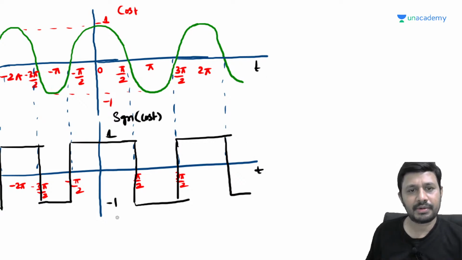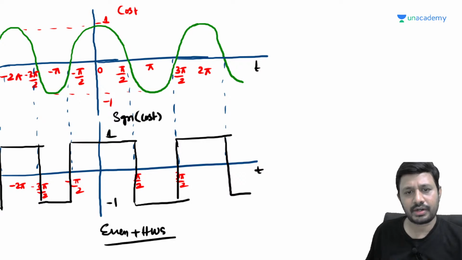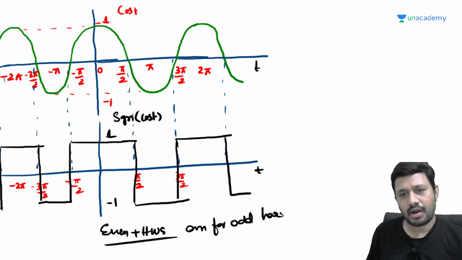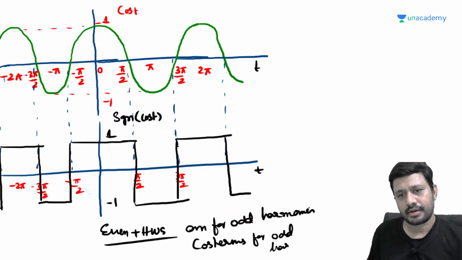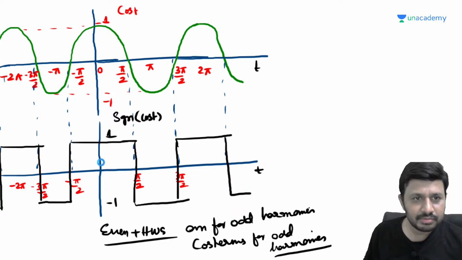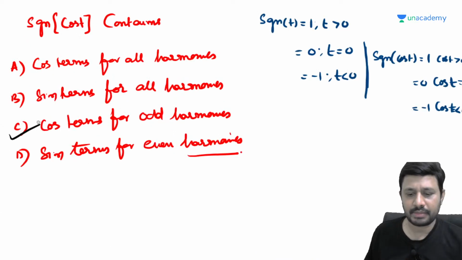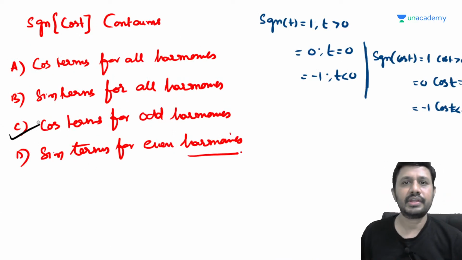What is the nature of signum of cos t? Even and half wave, no? Just now we have seen, even and half wave means what? We'll have an for odd harmonics. An means what? Cos terms for odd harmonics. That's it. Cos terms for odd harmonics means here option C we will get.